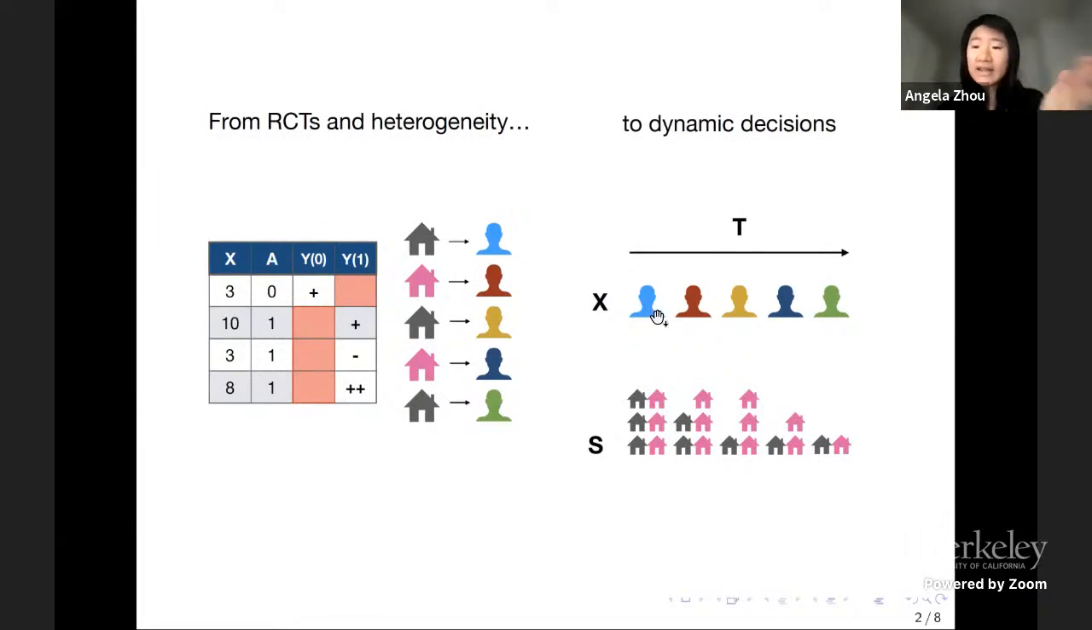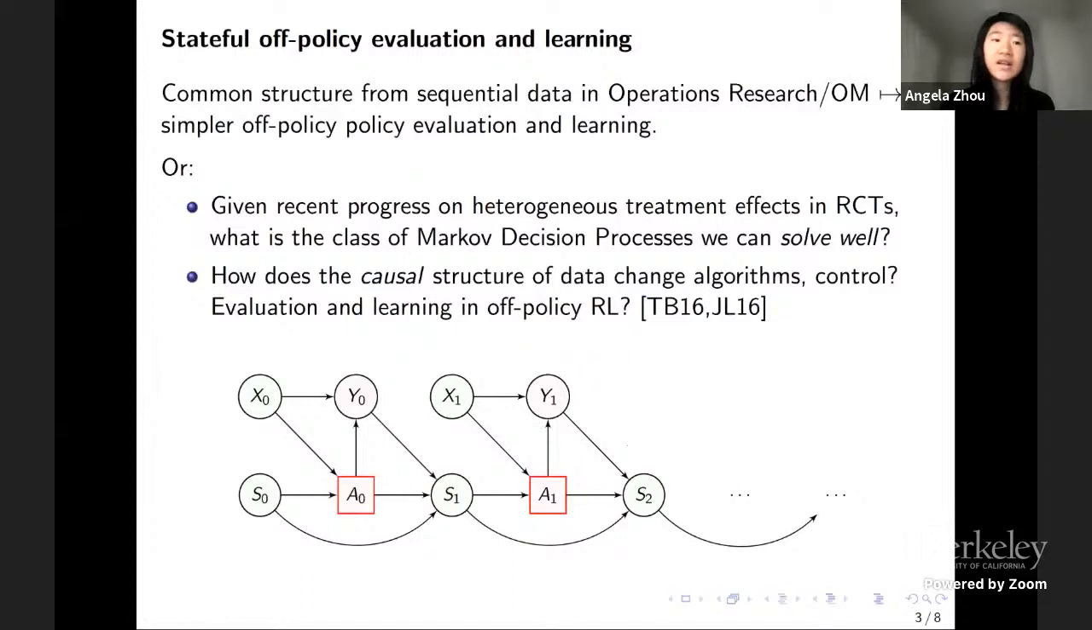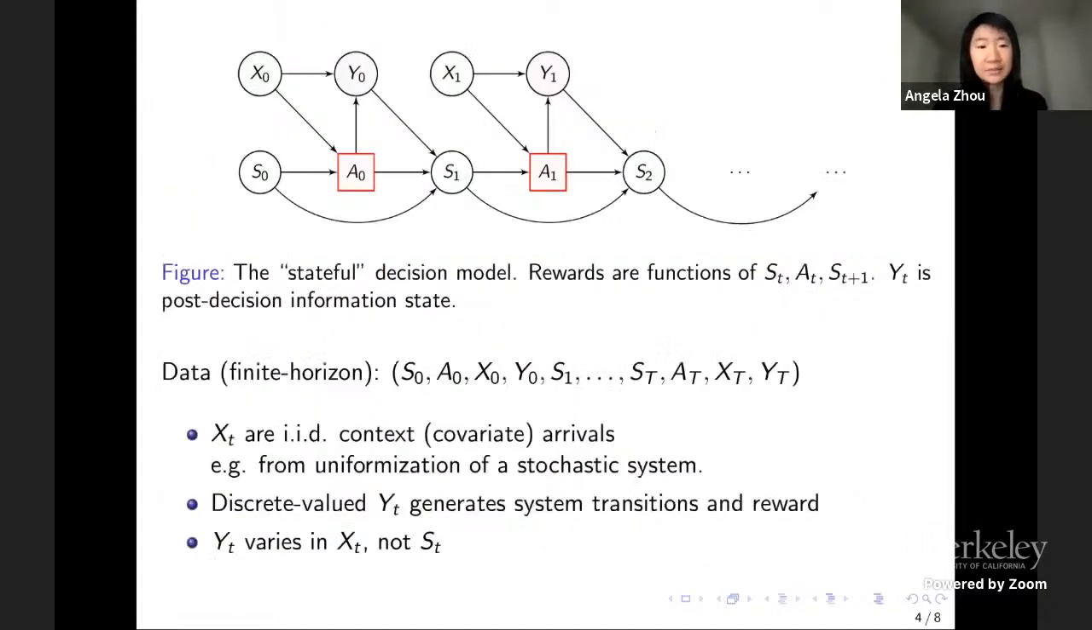So I have IID arrivals of individuals. They have a causal response, and given their causal response, then I know deterministically what the state transitions are. So this is a very common model actually for many practically deployed algorithms in operations research. You may not be so interested in those specific problems. So what is interesting about this is just understanding how the causal structure of data changes the algorithms or control policies that we might be interested in.